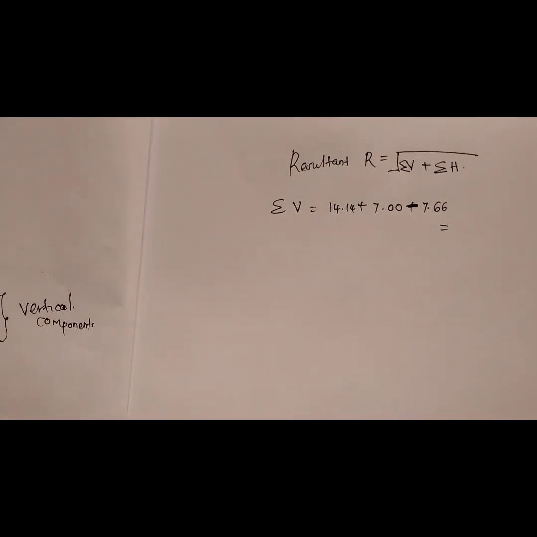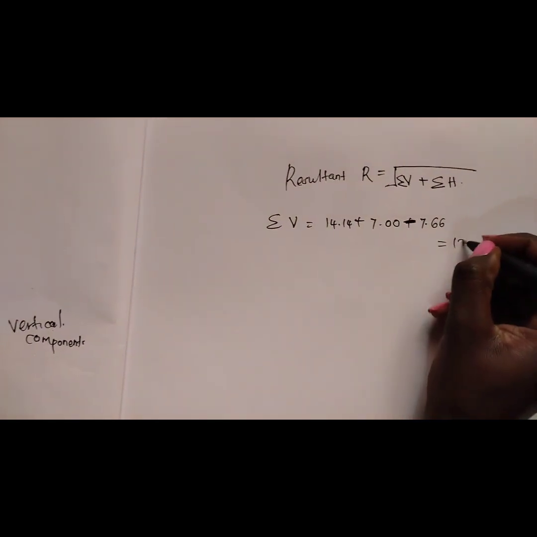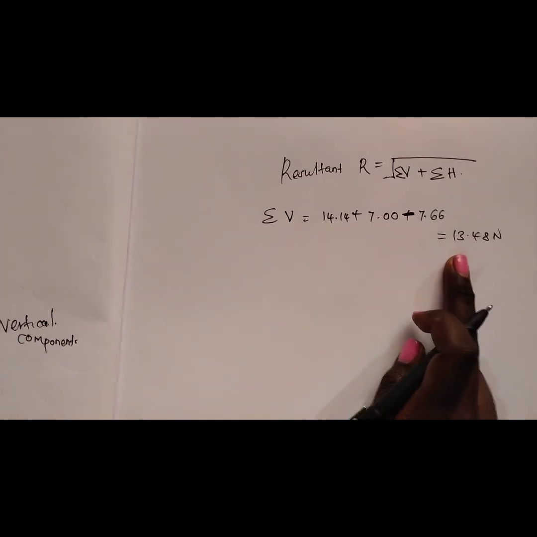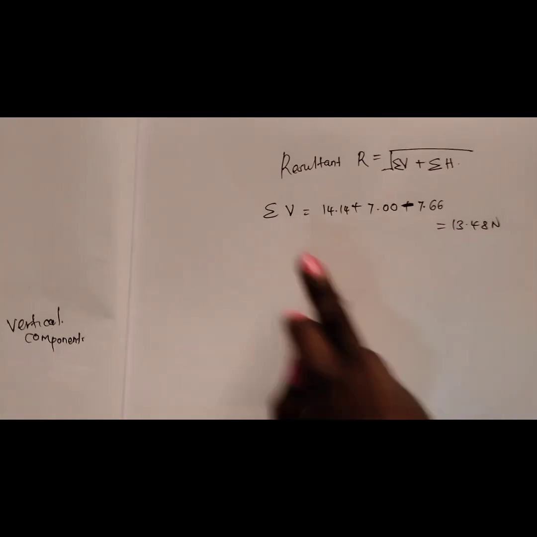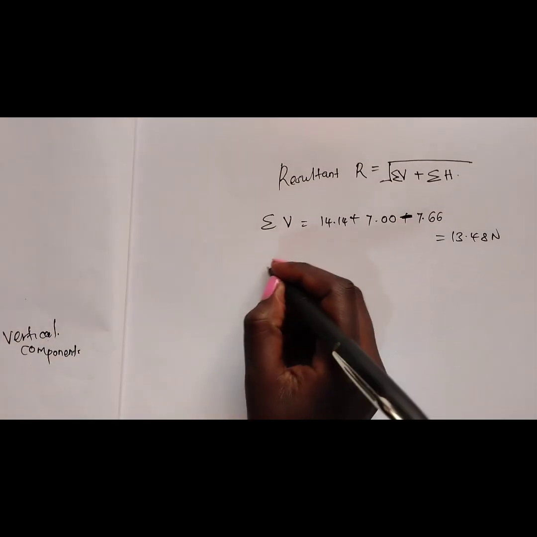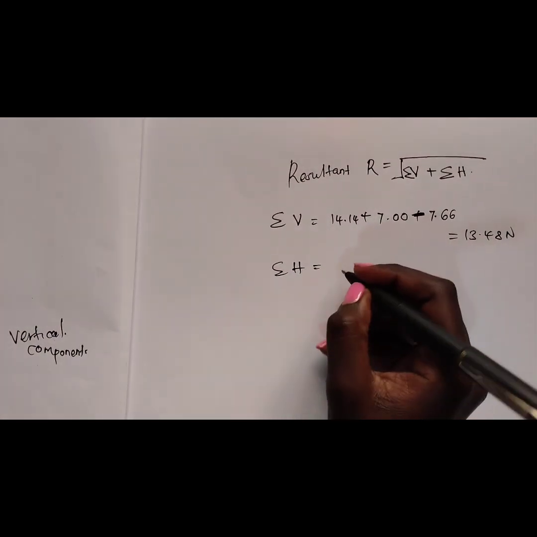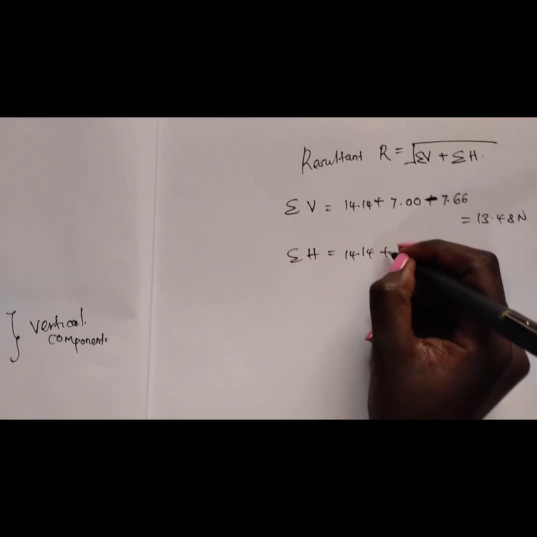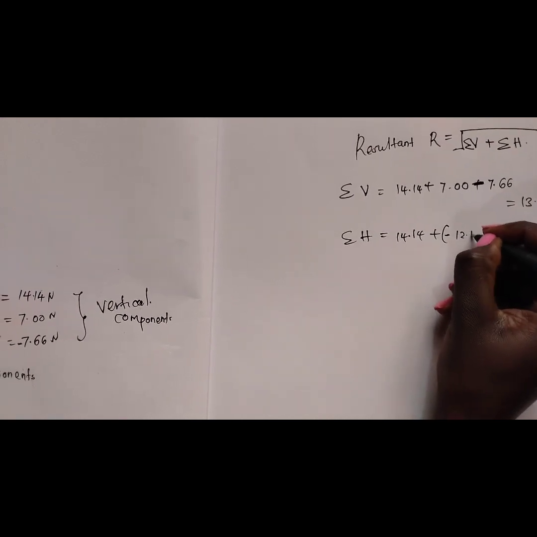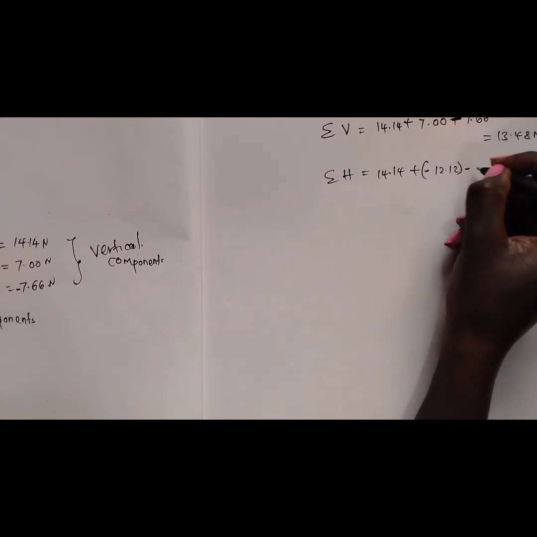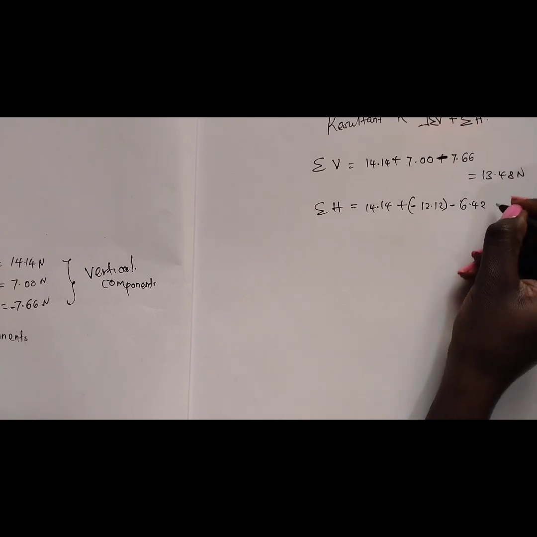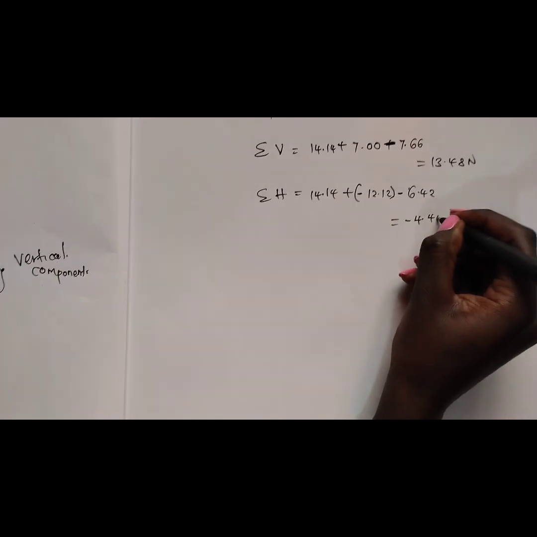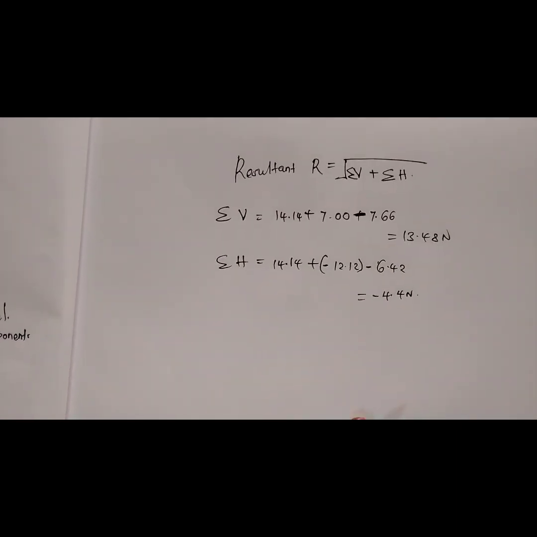So if you sum up all the vertical components, we are getting 13.48 newtons. This is positive, and that tells us it's acting upwards. Summation of all horizontal components, we add 14.14 plus negative 12.12, and we're subtracting 6.42. All this is giving us negative 4.4 newtons. I hope you are having that.